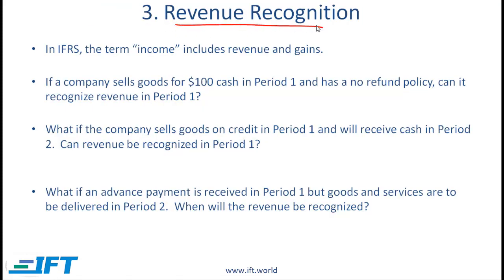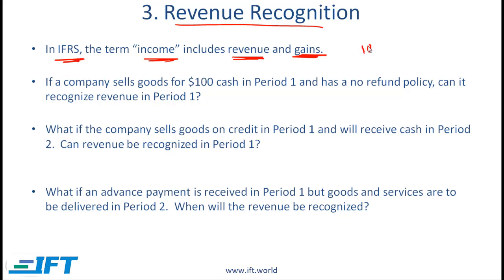Coming now to revenue recognition, which is a very important topic. Just as a general point, first of all, in IFRS, the term income includes both revenue and gains. And gains generally refers to gains on the sale of equipment or other long-term assets. So a company which is in the business of selling laptops will report a revenue number based on the sale of laptops. The company might also sell a piece of equipment and realize a gain.